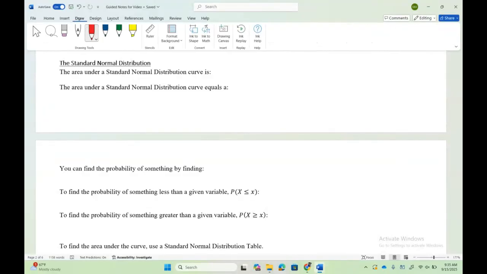So next topic, the standard normal distribution. This is the area under a curve, and that is equal to a probability. The area under the standard distribution curve equals 1. The total area equals 1, or 100% of our data. You can find the probability of something by finding the area under the curve. And we're talking about that bell curve.